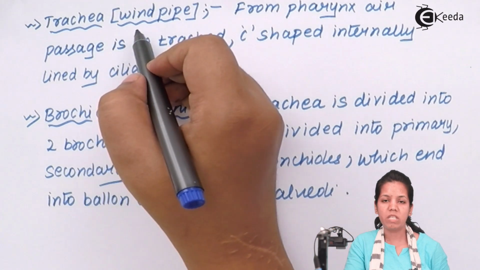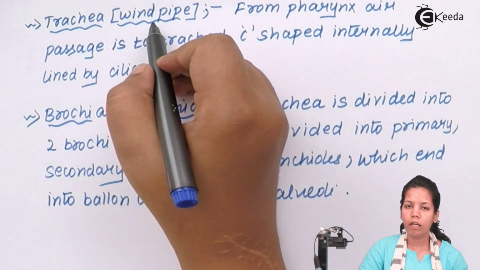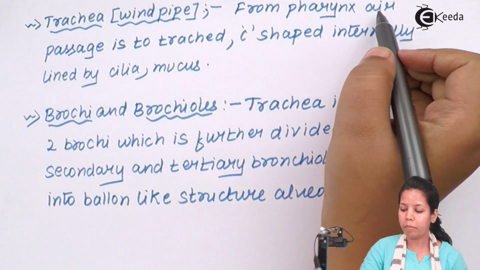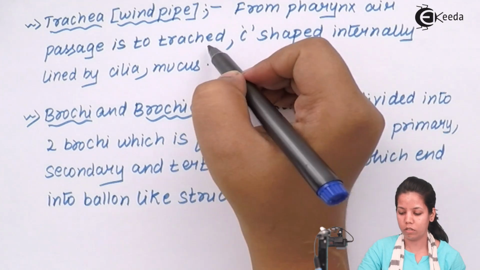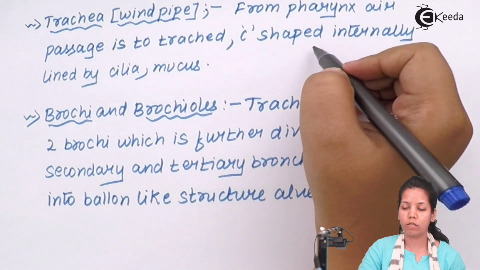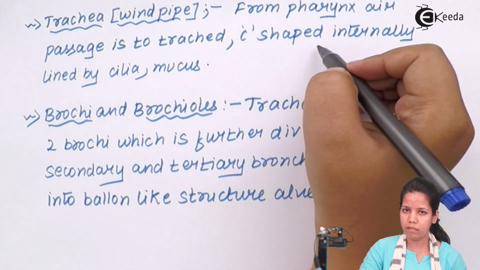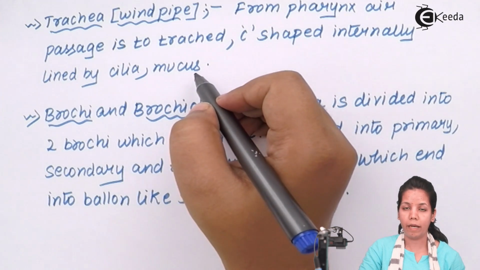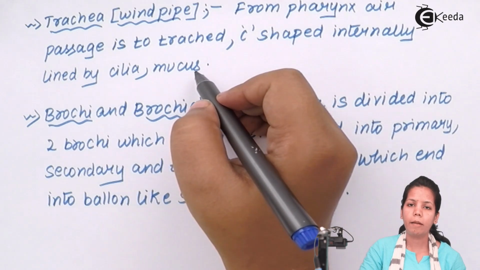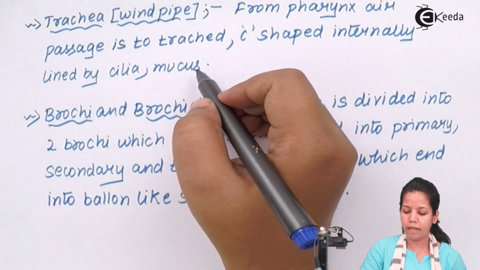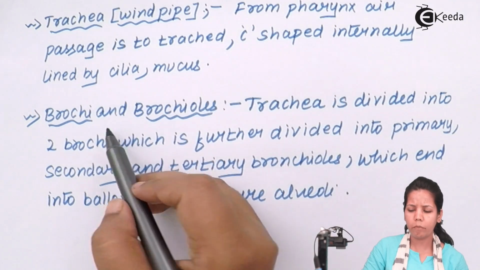Trachea, or we simply say the windpipe. Now your trachea or your windpipe, from the pharynx, air passes down through the tracheal wall, which is a C-shaped cartilaginous pipe, and it is internally lined by cilia as well as mucus. Ciliated epithelium helps to trap bacteria, whereas mucus helps to trap dust particles. And finally, from the trachea, air enters into your bronchi and bronchioles.